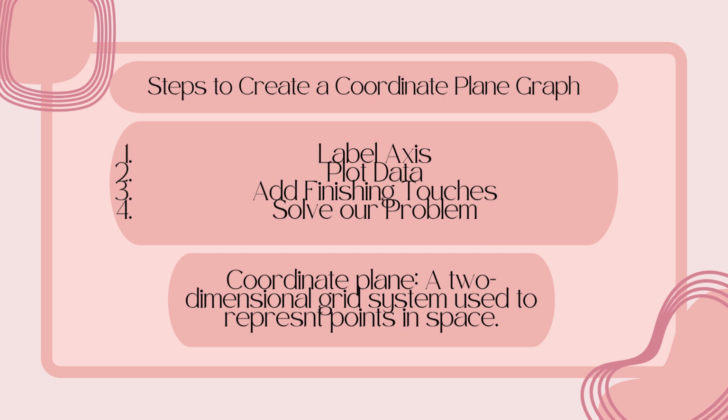So a coordinate plane is a two-dimensional grid system used to represent points in space. And to create our coordinate plane graph, we have to do 4 steps. So first we need to label our axes, then we need to plot our data, and then add our finishing touches, and then finally, after that's all done, we can use the graph to solve our problem.